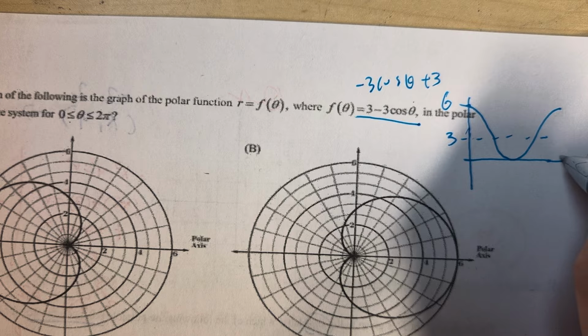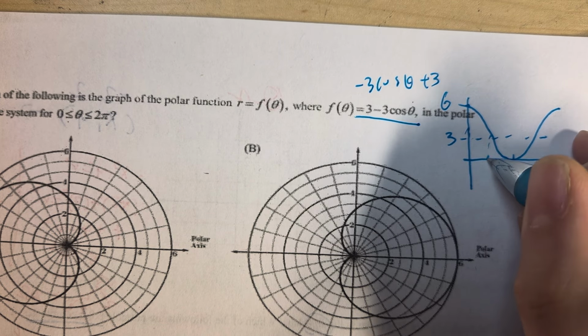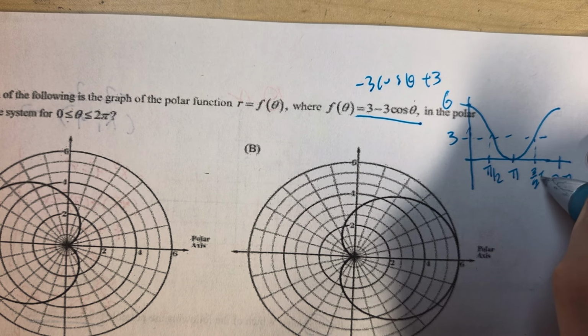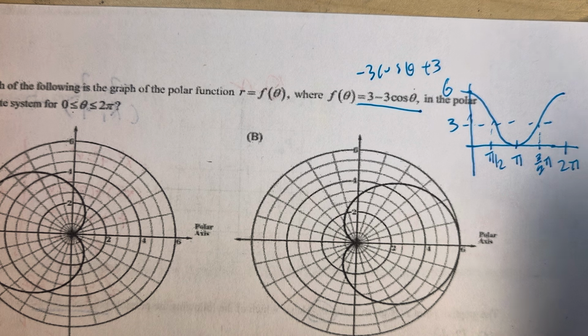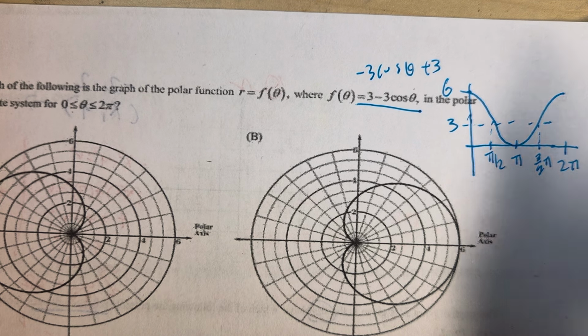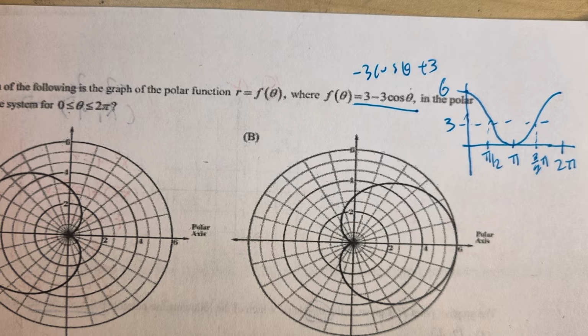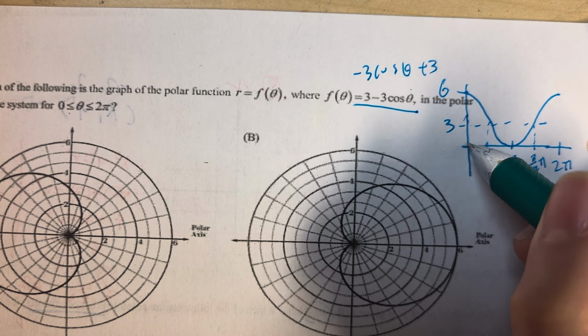Period is going to be what? 2 pi. That's a pi. That is half the pi. That is 3 half the pi. Okay. So we're going to go ahead and kind of graph it. Sketch it is what I meant. Well, a few ways to go about it. For first, I'm just going to look at when theta is equal to 0.